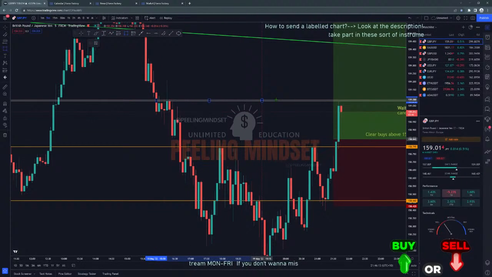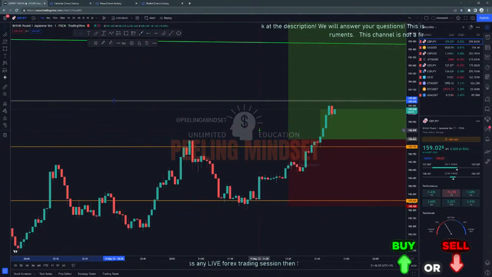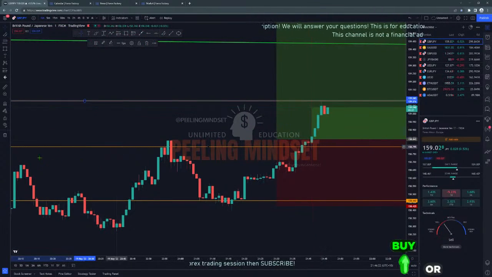Very good execution on pound yen. I think with pound yen, everything was explained and the bias was set. Once we start breaking this level, I think there's a heavy chance we can push even higher. But everything was called out. Everything was all set. There was no confusion, no nothing, you know.